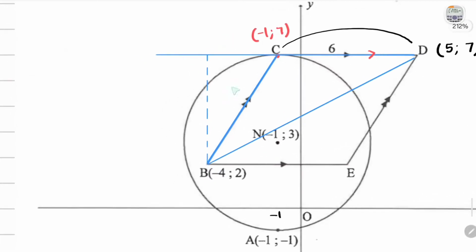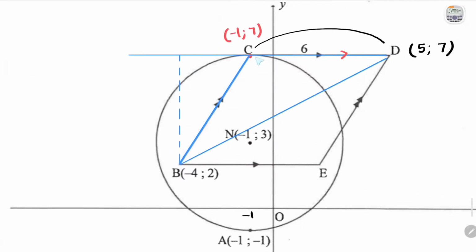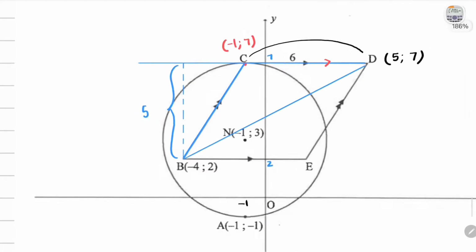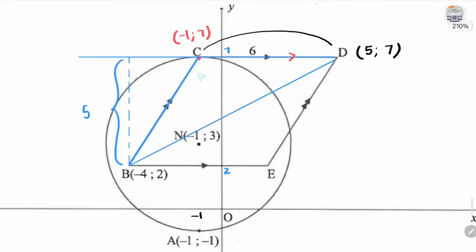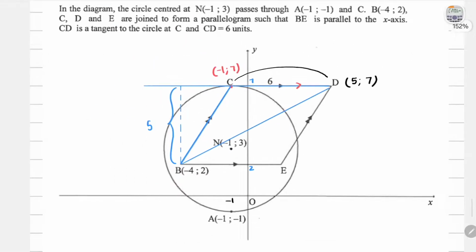Okay, and the height, we can find this because we already know what the y value of C is. It is 7. And we know what the y value of B is. It is 2. So the height is simply the difference between 7 and 2. So that is exactly 5 units. Okay, so this triangle has a height of 5 and a base of 6, so we can find the area.